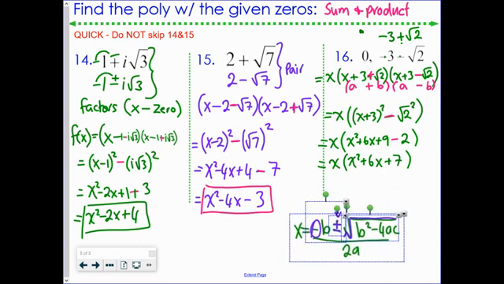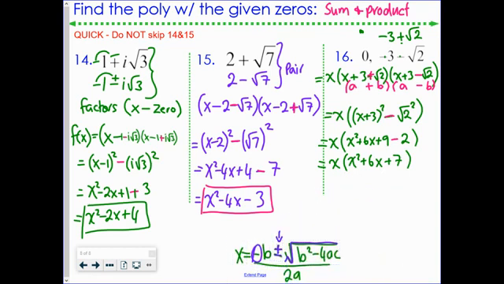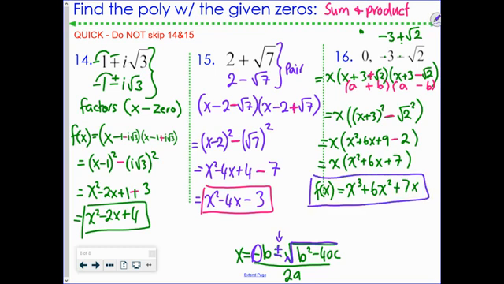That wasn't part of my answer, it was just notes. It wouldn't take any work at all to actually finish this off totally and get a fully expanded polynomial. It'd be x, distributing, x cubed plus 6x squared plus 7x. It's not even just partially factored, that one's fully multiplied out. If I wanted it partially factored, this would be partially factored. Okay, and that's it for this lesson.